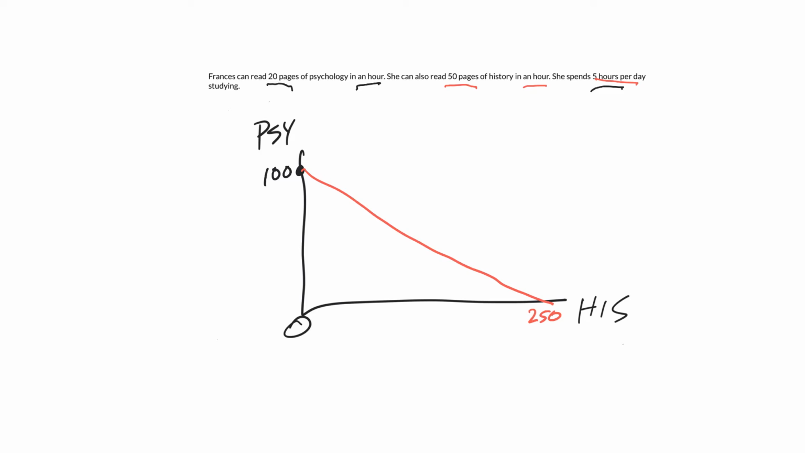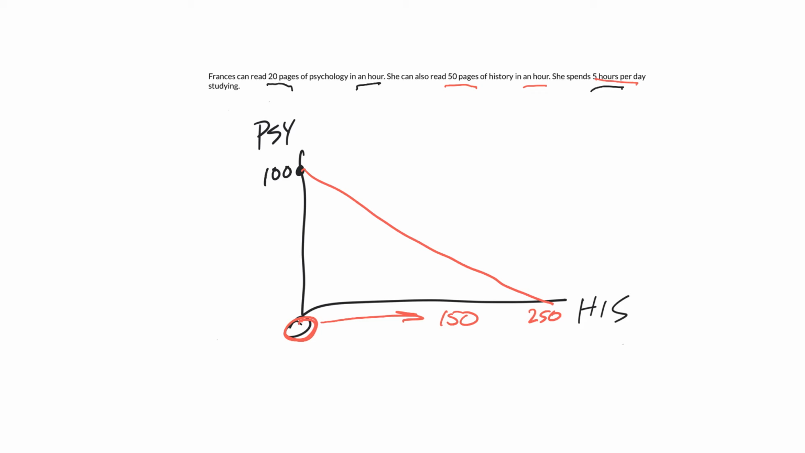Now the question goes on and says, what is the opportunity cost of reading 150 pages of history? Okay, what does she have to give up? Well, let's start with 0. Let's say she's reading 0 pages of history, and she's going to read, well, let's say 150 is right there.